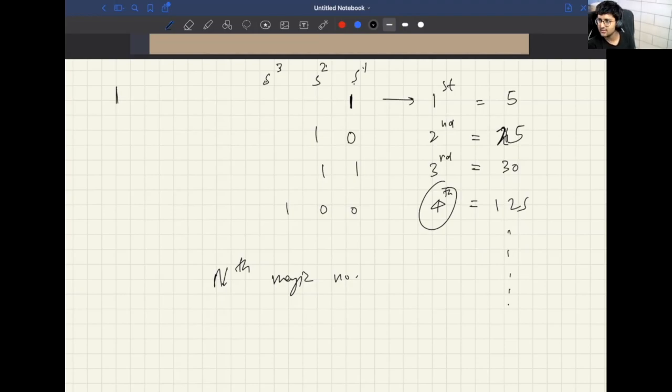Can everyone do this? Anyone who is not able to understand how we need to do this? For example, if I'm saying, hey, find the 6th magic number. So what is 6 in binary? It's actually 110. So what is the answer going to be? 5 raised to power 3 plus 5 raised to power 2, which is 125 plus 25, means 150. How simple?